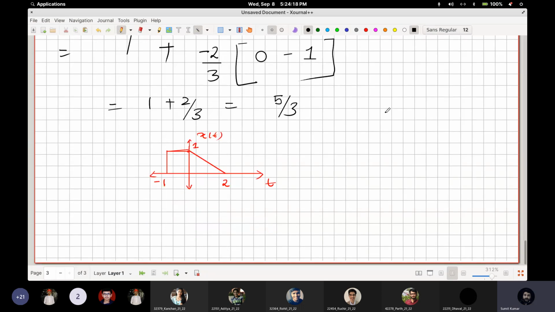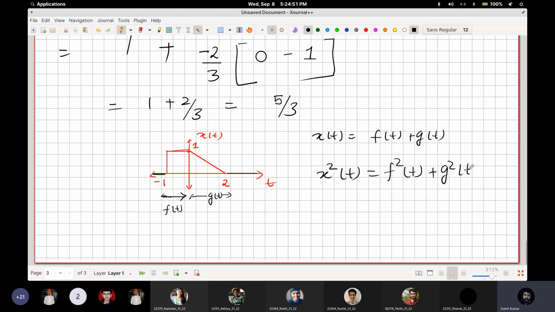Now, let me just define from this part to this part. For all other parts, it's 0, so their energy is going to be 0. We know that. And from here to here, let me define this in terms of f(t), and from here to here, this is a different kind of waveform, so I will be assuming this as g(t). So x(t) here is basically f(t) plus g(t), isn't it? So when we find x square t, it will be f square t plus g square t plus 2 times f(t) into g(t), isn't it? So the energy of this is basically calculating the area of this, isn't it?